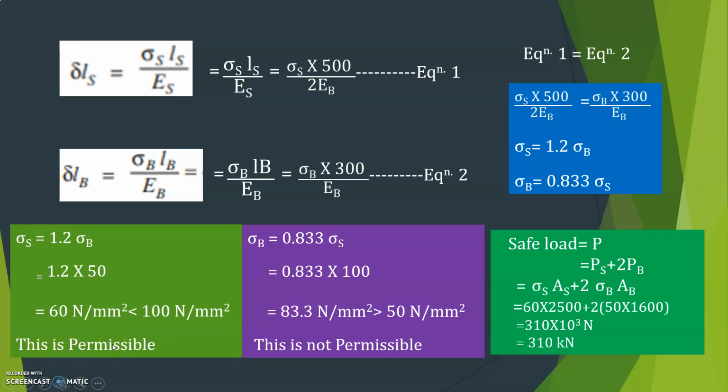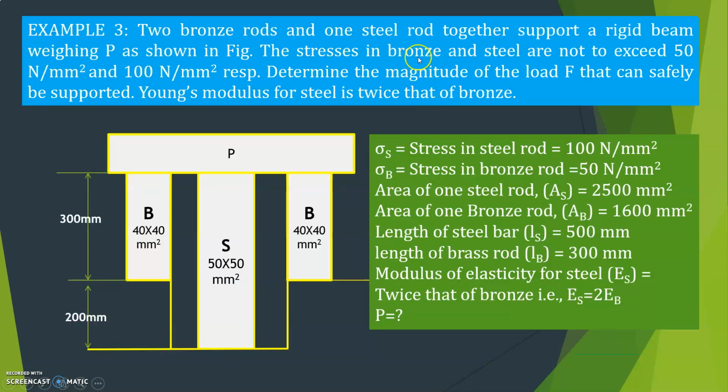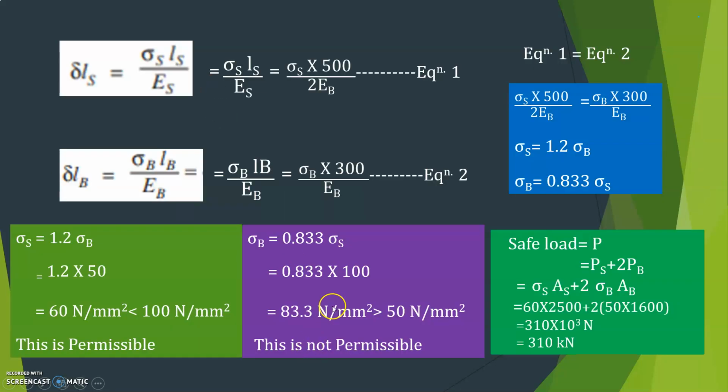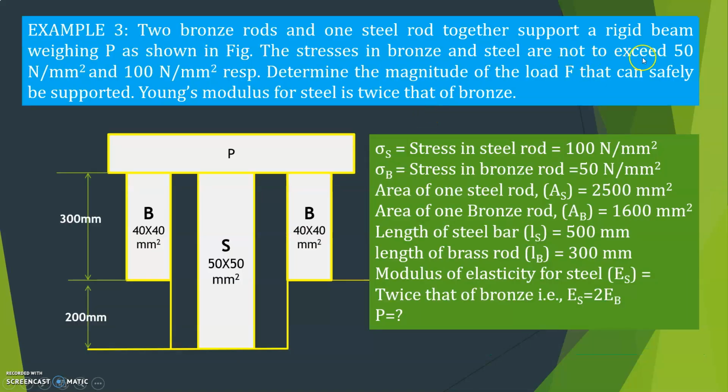Next we'll go to the bronze rod. What is that equation? Sigma B is equal to 0.833 times sigma S. Here 0.833 into sigma S. What is stress in the steel? Stress in the steel is 100. Substitute that 100, you get 83.3 Newton per mm square. But what is this? It is stress in the bronze rod. But the given stress in the bronze rod is 50. So also it is told that it should not exceed 50.